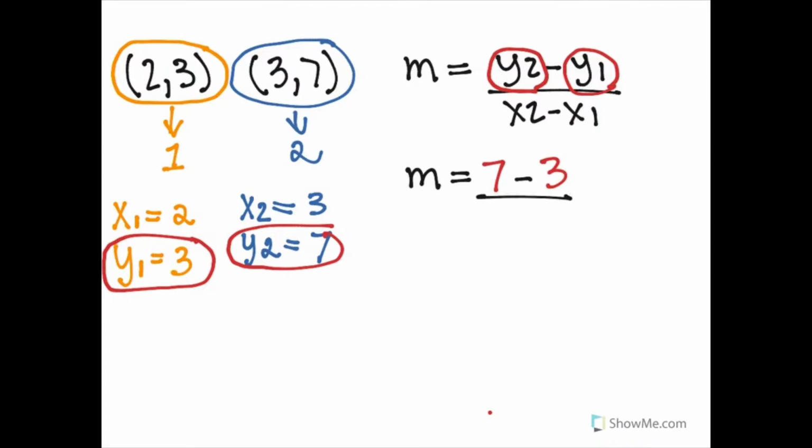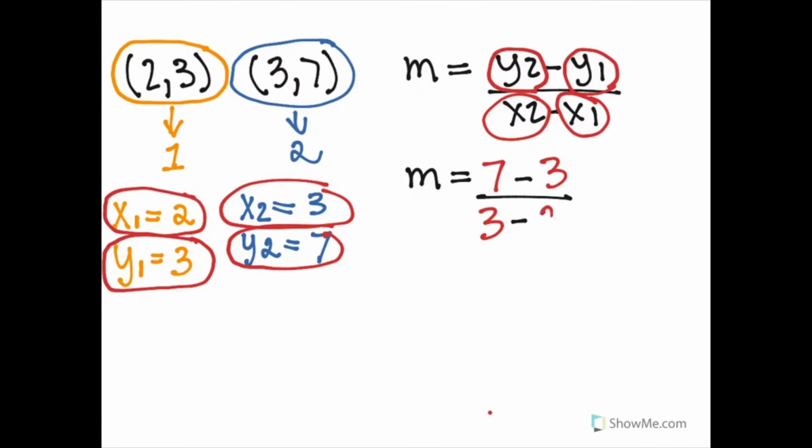Now the next value that it wants is x2. We see on the left that x2 is equal to 3. And then the last value to plug in is x1. You see on the left, x1 is equal to 2. So we plug that in.